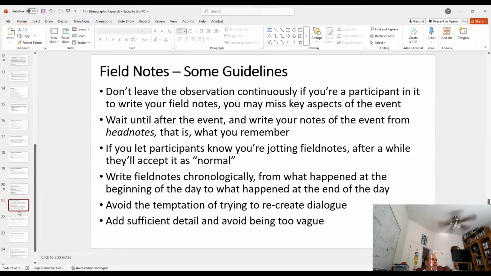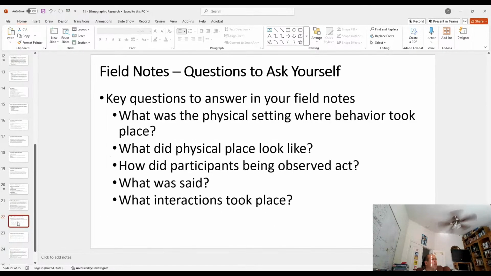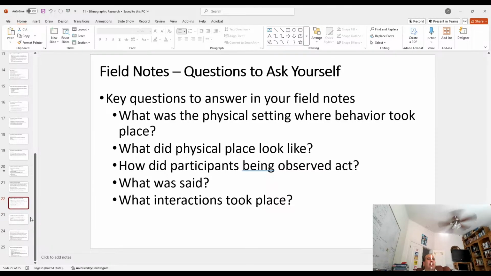Add sufficient detail and avoid being too brief. Key questions to answer in your field notes, right? What was the physical setting where behavior took place? What did the physical space look like? How did participants being observed act? What was said? What interactions took place? You might have more, but this is the basic.